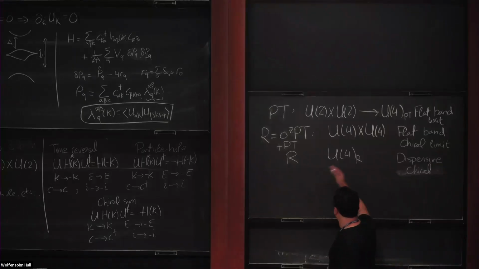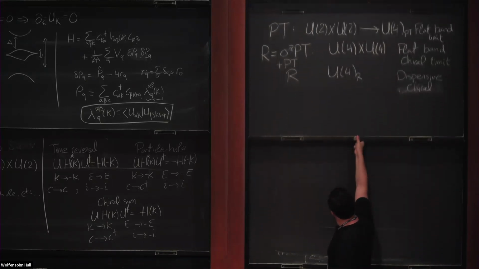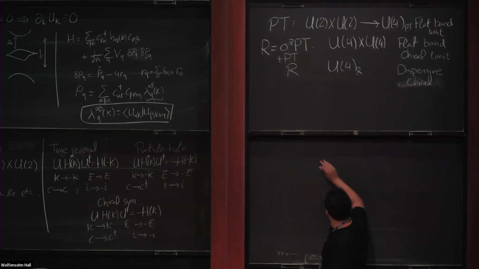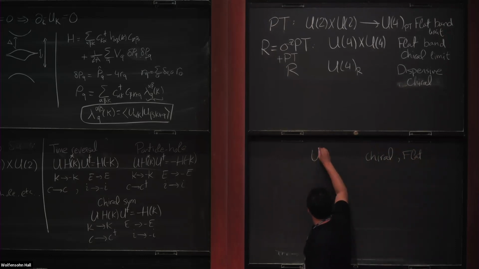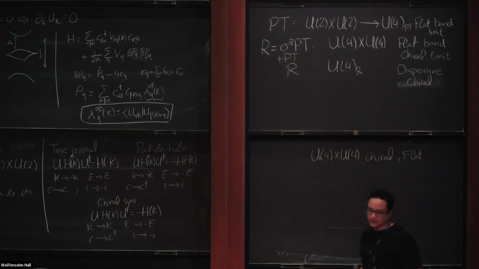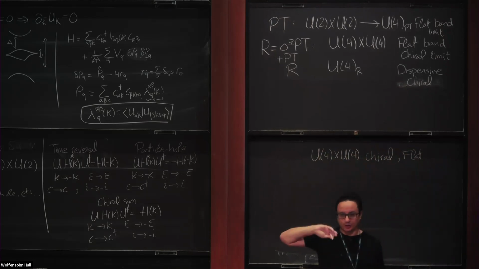So this ends up giving you the following hierarchy of scales. The most symmetric limit is if I take the chiral model in the flat band limit, then I get a U4 times U4. And this is associated to the largest energy scale of the problem, the interaction scale.